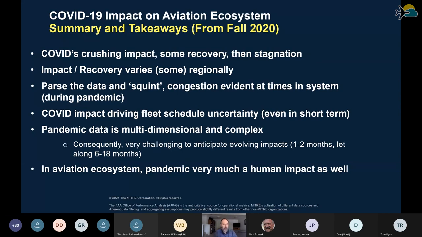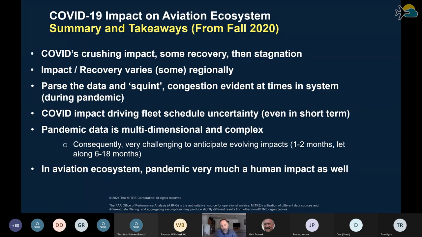You no longer need to parse the data and squint to find congestion. It's there at certain airports. TMIs and constraints have returned to the system. And as weather returns to the system this summer, there's going to be a return for weather impact mitigation and constraint management. COVID impact is still driving fleet schedule uncertainty, as I showed, even in the short term.